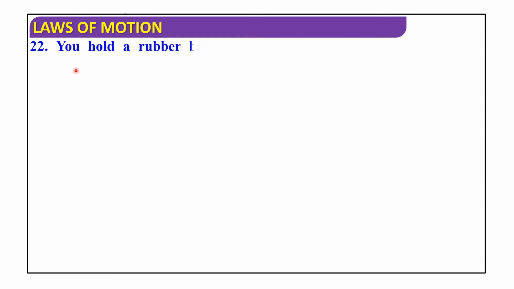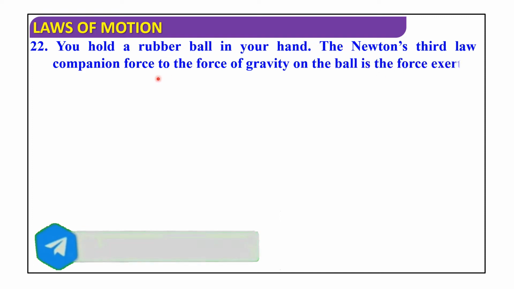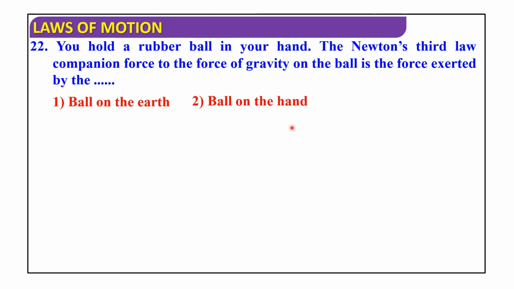Next one. You hold a rubber ball in your hand. The Newton's third law companion force to the force of gravity on the ball is the force exerted by the ball on the earth, ball on the hand, hand on the ball, earth on the ball. So here, Newton's third law companion force to the force of gravity on the ball is the force exerted by the ball on the earth. First option is correct. Okay, next.